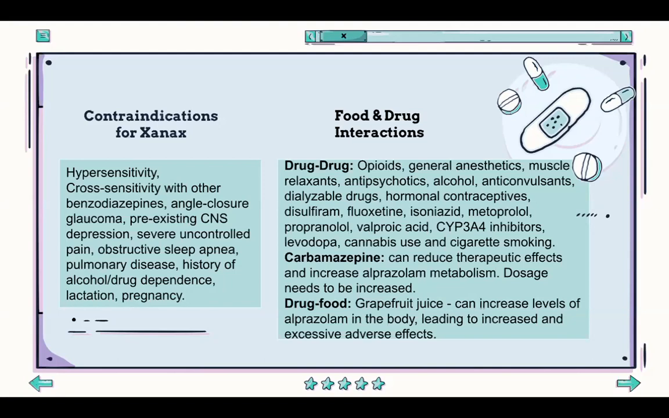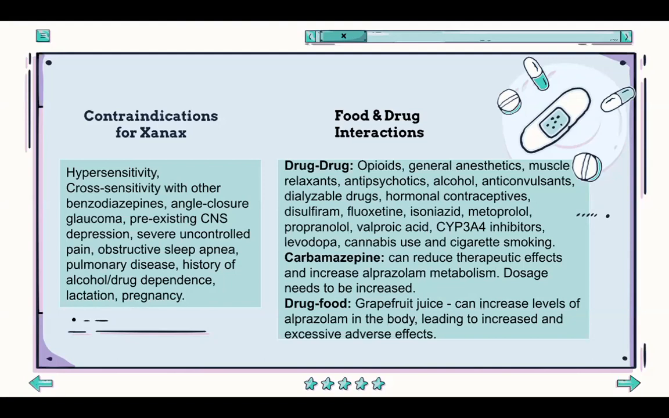A main anticonvulsant that we want to look out for is if a patient is taking carbamazepine, as this can actually reduce therapeutic effects and increase alprazolam's metabolism, meaning that the metabolism and breakdown of alprazolam will be sped up and not last in the body for the ideal therapeutic duration that we would like. So because of that, the dosage for alprazolam may need to be increased.